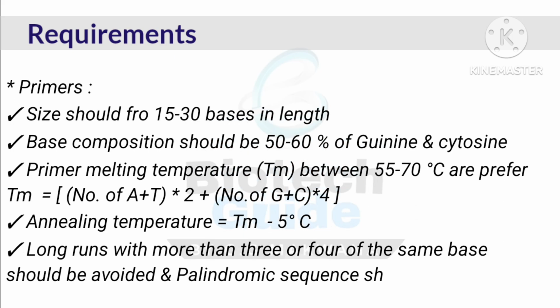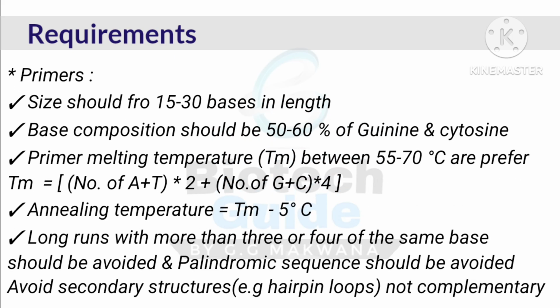Then after that, primers. The primer should be 15 to 30 bases in length. Base composition should be 50 to 60% guanine and cytosine. Then the main and important one is the primer melting temperature, defined as Tm, between 55 to 70 degrees centigrade is preferred. And this is the formula for calculating the melting temperature: Tm is equal to the number of A plus T, where A stands for adenine and T stands for thymine, times 2, plus the number of G plus C, where G stands for guanine and C stands for cytosine, times 4. So this is the formula for calculating the melting temperature.